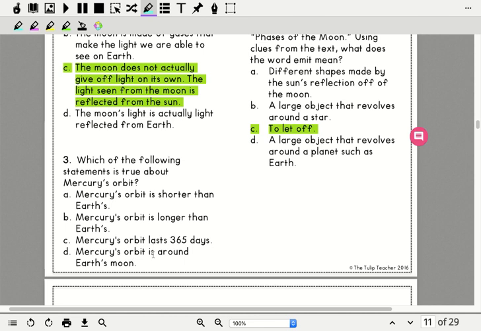Okay, so when I am looking at the second paragraph on our solar system, it tells me Mercury orbits the sun in 88 days, while it takes Earth about 365 days to orbit the sun. So 88 is smaller than 365, so I'm going to choose Mercury's orbit is shorter than the Earth. That is my best choice answer.